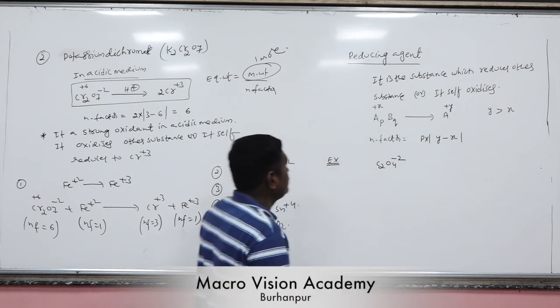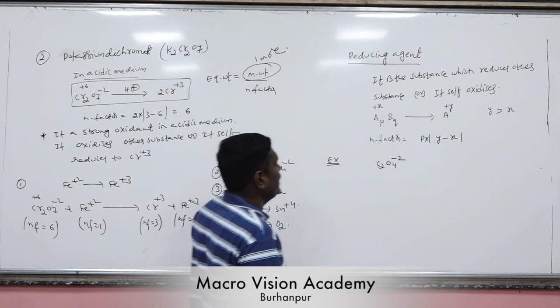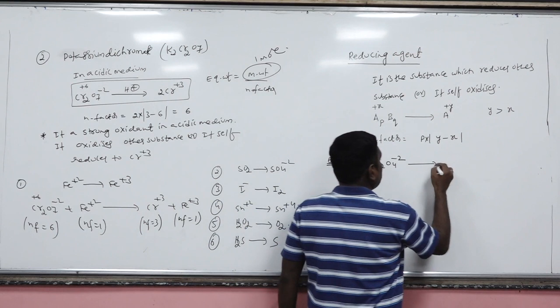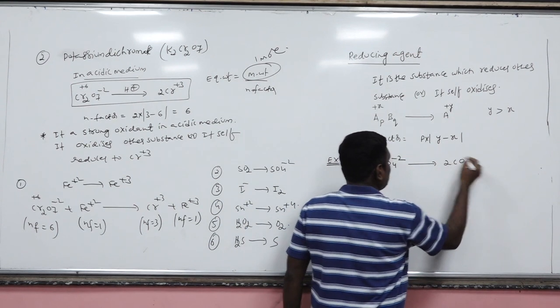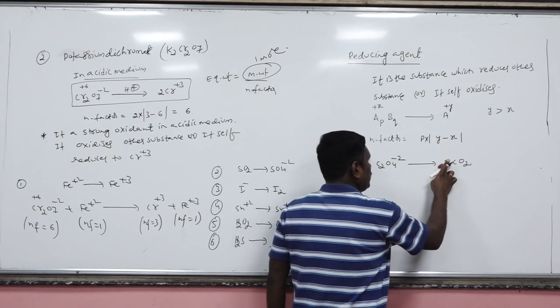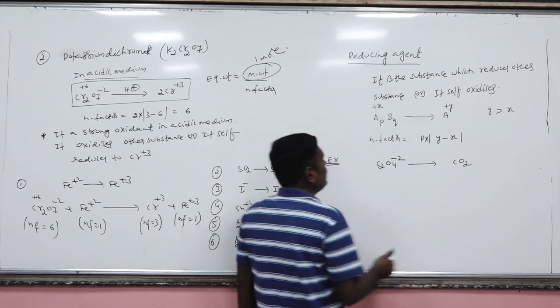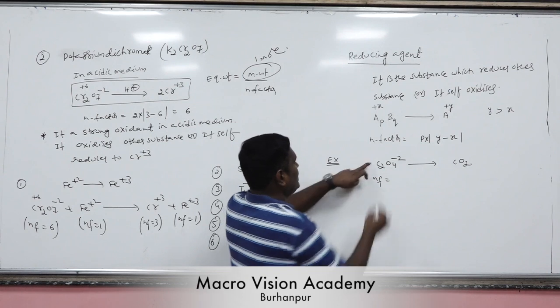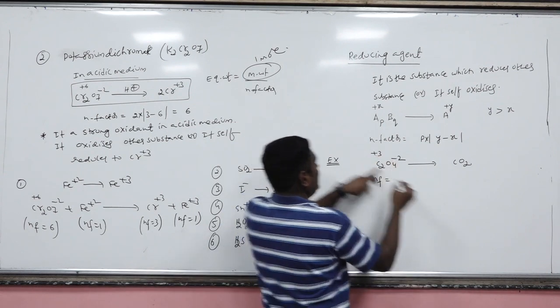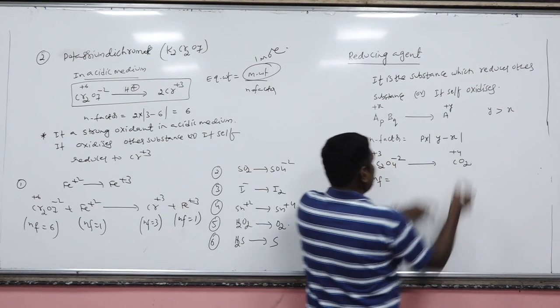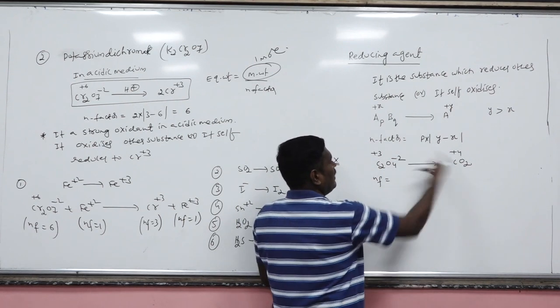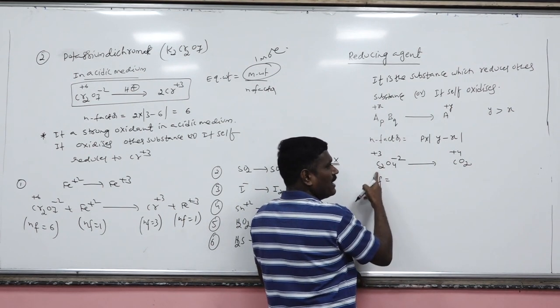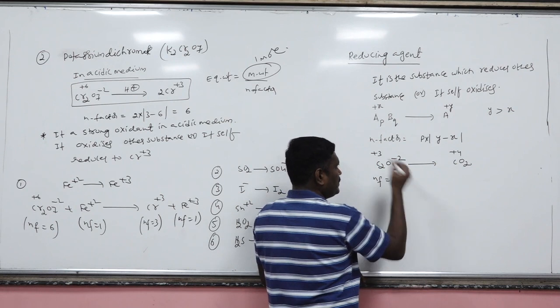The best example we have is oxalate. Oxalate is a good reducing agent. It oxidizes to carbon dioxide. No need to balance the equation. Now, what is the N factor of oxalate ion? The oxidation state of carbon in oxalate is +3, whereas in carbon dioxide it is +4. What is the change here? 4 minus 3, 1. But we have 2 carbon atoms, so N factor is 2.